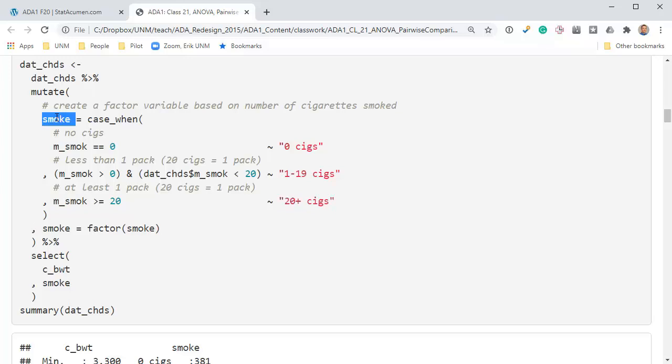And after that variable is created, I'm going to make smoking a factor variable. And notice that because of the way I've labeled this, 0, 1, 2, alphabetically, that is going to be the order of the factor variable, which is exactly what we want. We want the non-smoking group to be the baseline group, and the smokers to be offsets from the non-smoking group. Finally, we're going to select only the birth weight and the smoke column.